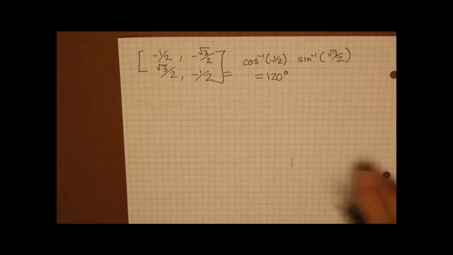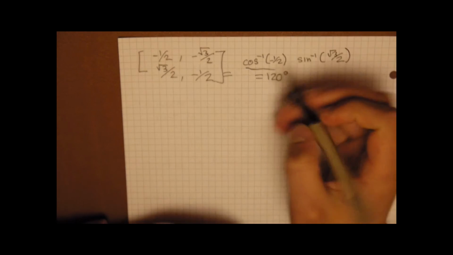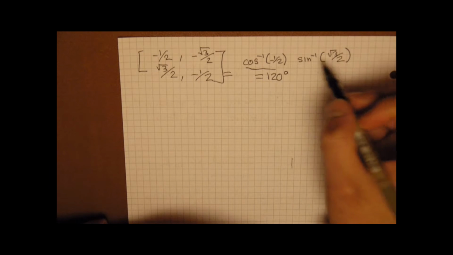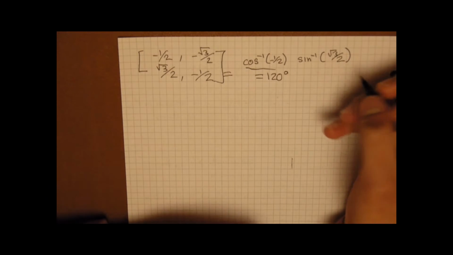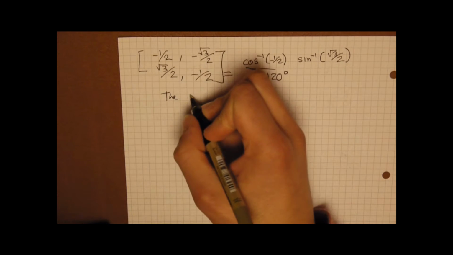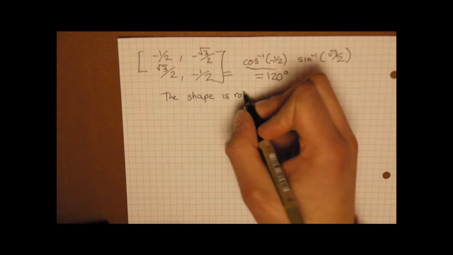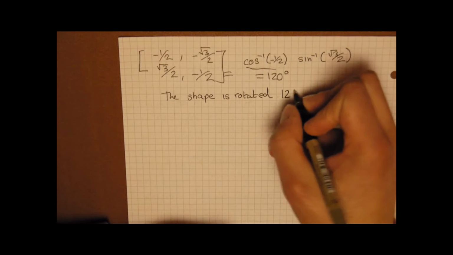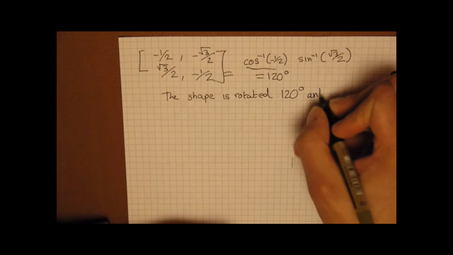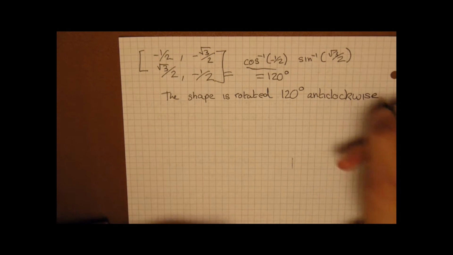So yes, I've drawn the matrix, and also we've got cos minus 1 of minus a half and sine minus 1 of root 3 over 2 equals 120 degrees. Now, as I've said, they go anti-clockwise, so the shape is rotated 120 degrees anti-clockwise.